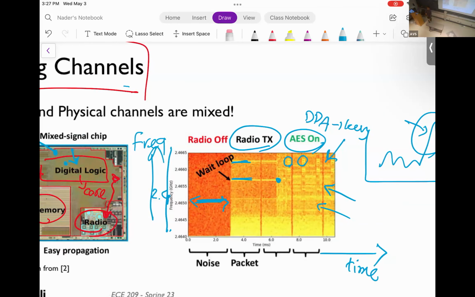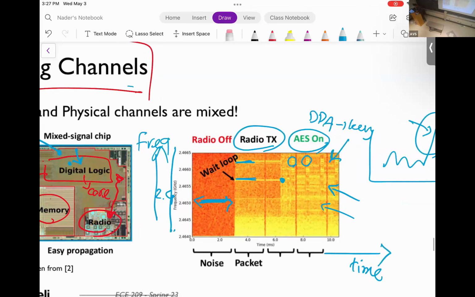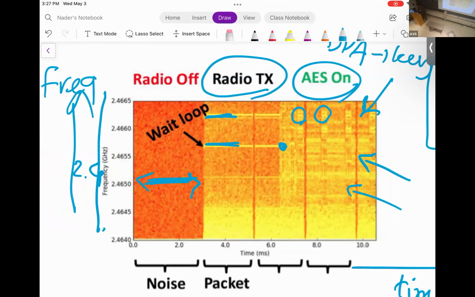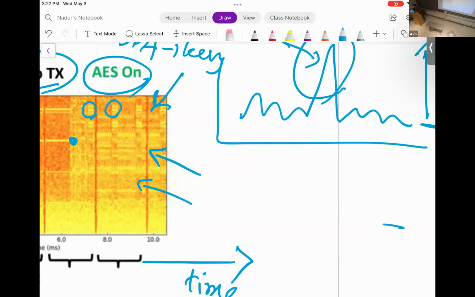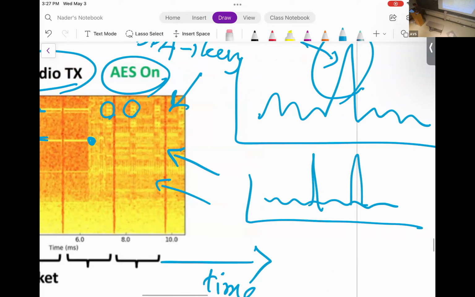I'm sorry, what is the red thing again? The red color of the plot? If this is amplitude, red is here and yellow is here. If the color is more red, the amplitude of the signal is smaller. If it's more yellow, the amplitude is higher. Since everything is red here, you're getting a flat signal. The moments that things start getting yellowish, you're going to get spikes at these frequencies.